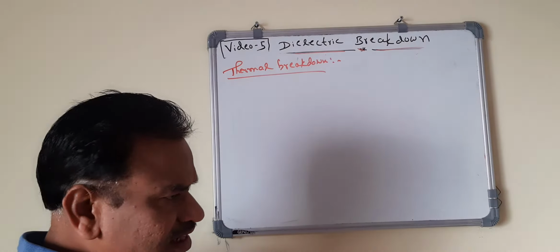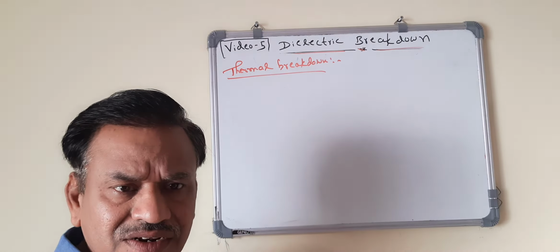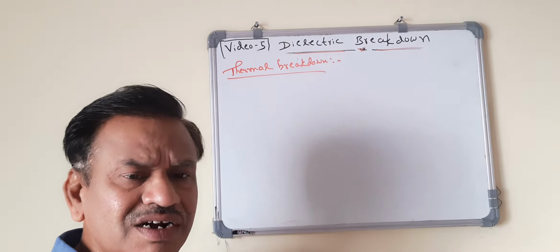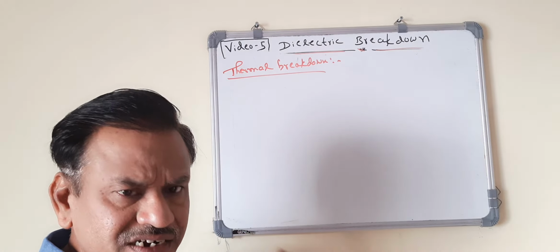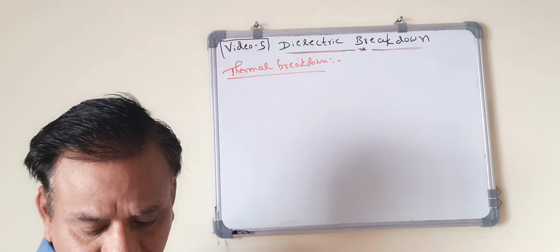When the substance starts melting, what happens? There are free electrons. When there are free electrons, definitely it acts like a good conductor. This is nothing but thermal breakdown.